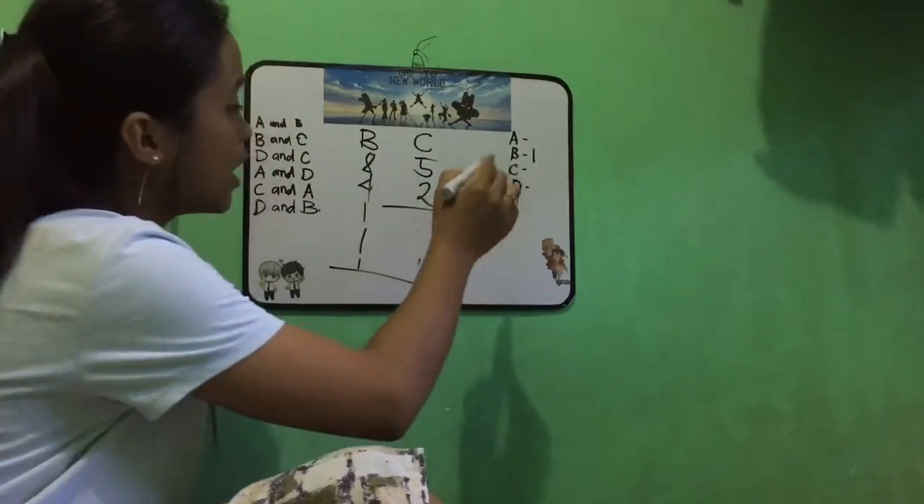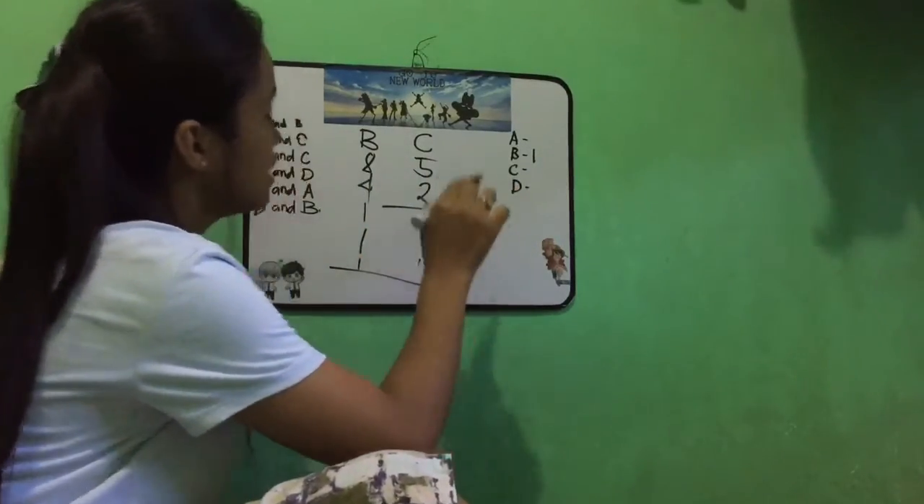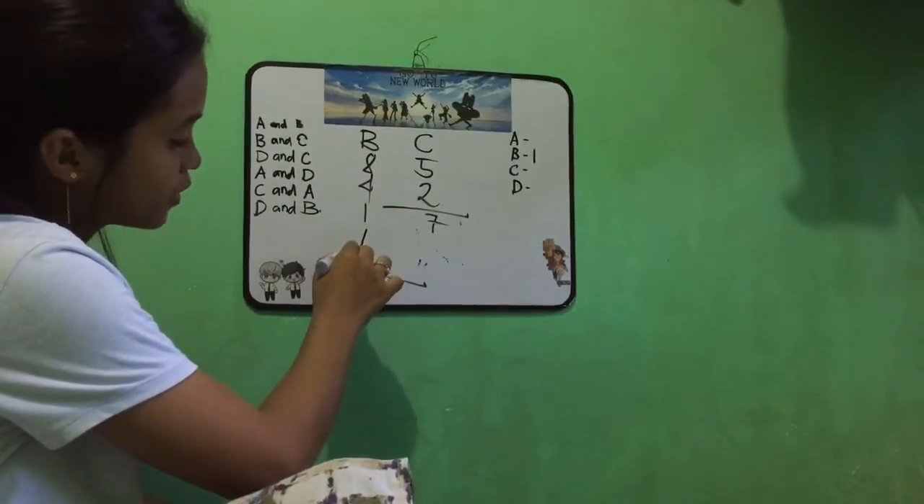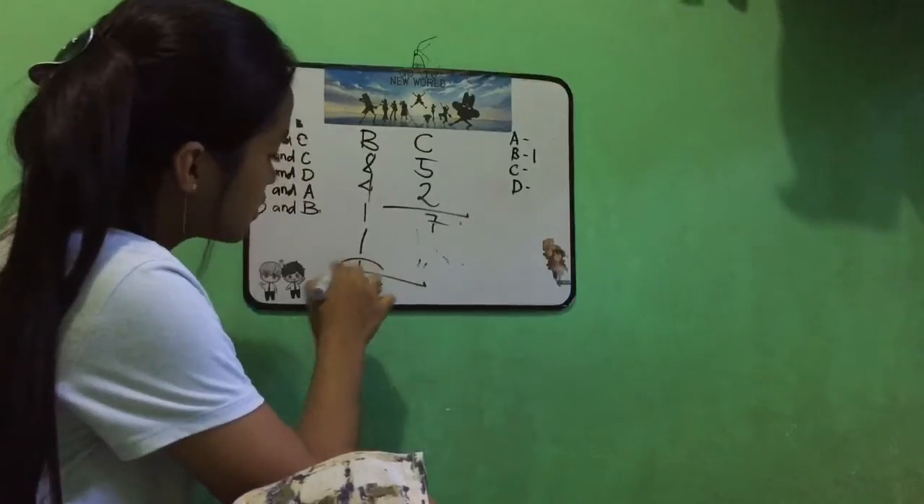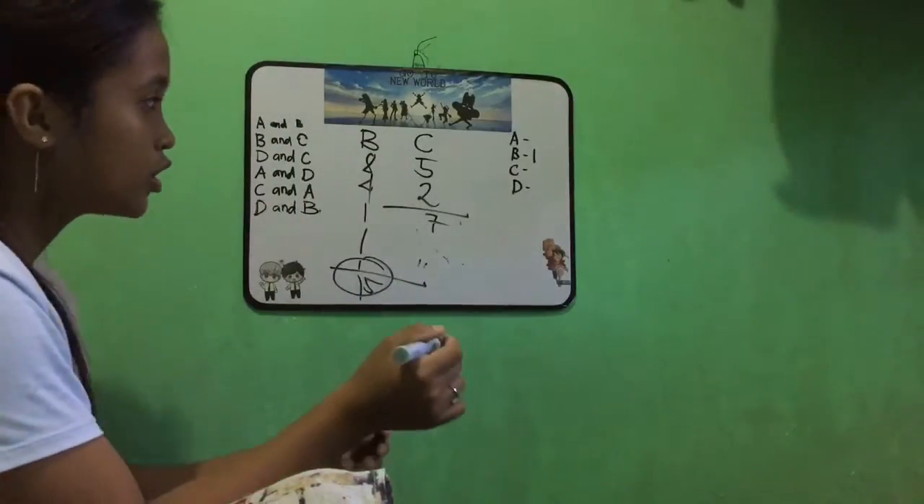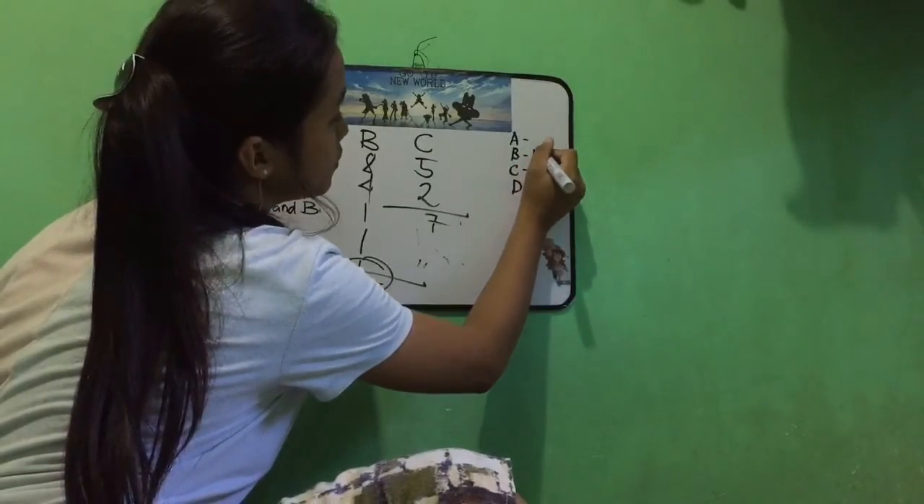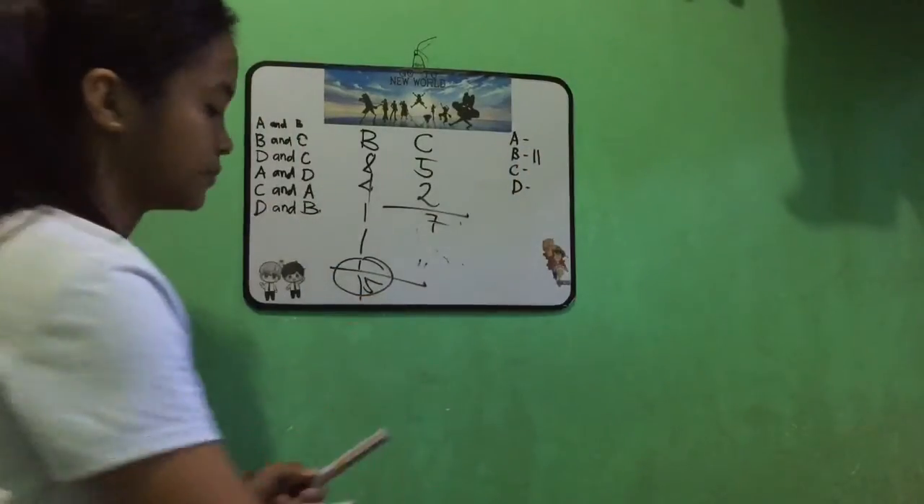Let's sum it all up. 5 plus 2 equals 7. 8 plus 4 equals 12. Plus 1, 13. Plus 1, 14. And plus 1, 15. So as you can see, B is the winner of the voting. So let's put 1 point to B here.